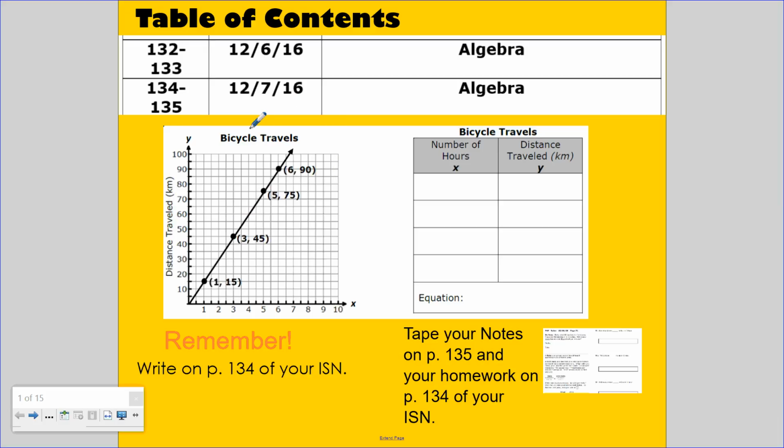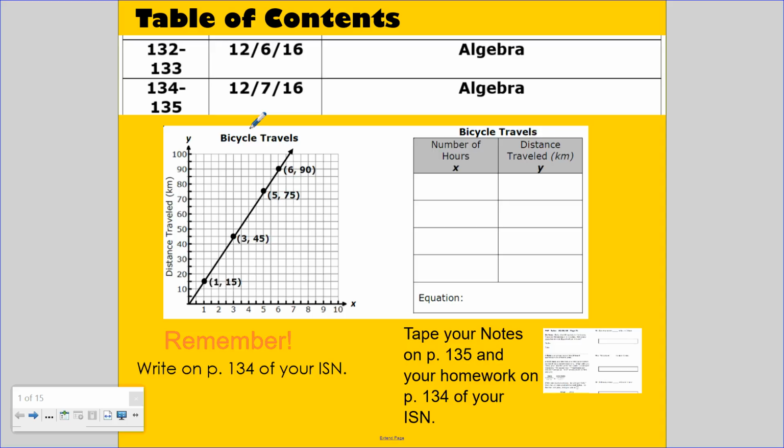This lesson is over multiple representations through algebra representation. So we're using graphs, tables, and equations. We're talking about independent, dependent, making predictions. We're using everything we learned and putting it together.